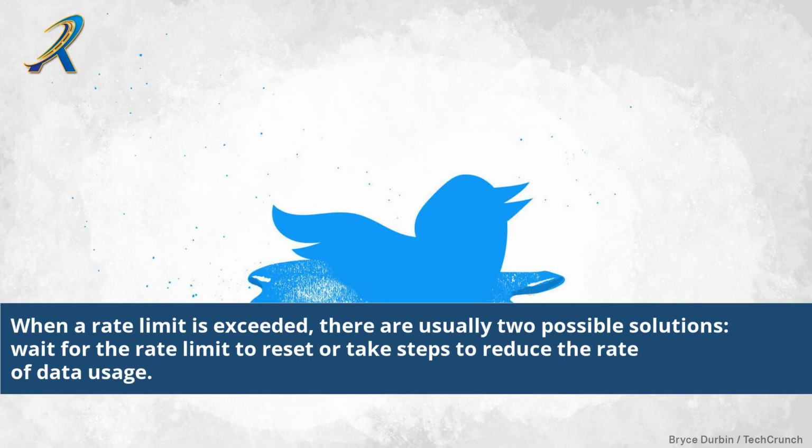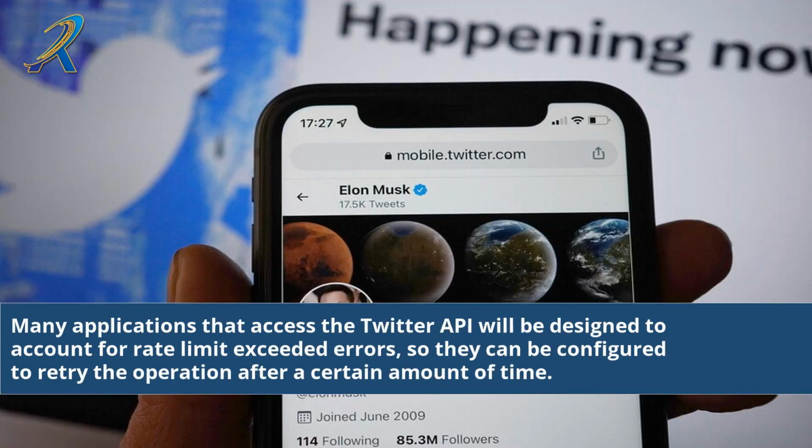When a rate limit is exceeded, there are usually two possible solutions: wait for the rate limit to reset or take steps to reduce the rate of data usage. Many applications that access the Twitter API will be designed to account for rate limit exceeded errors, so they can be configured to retry the operation after a certain amount of time.